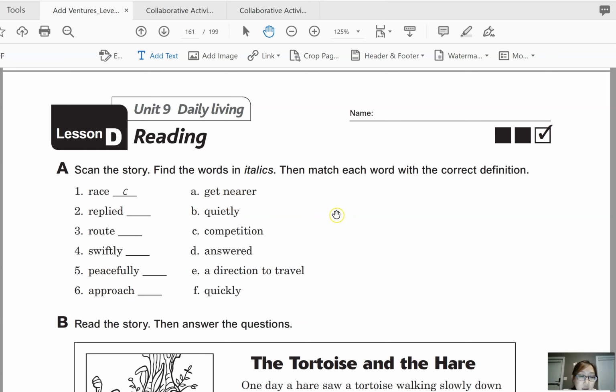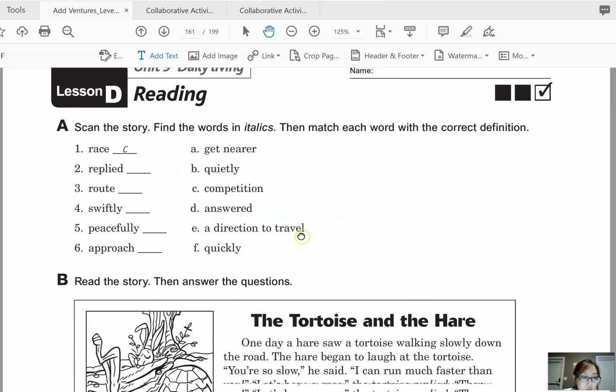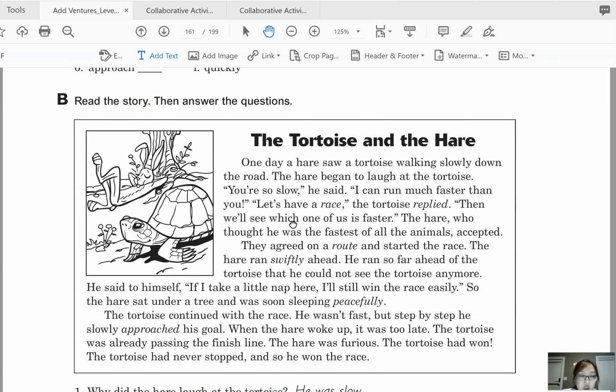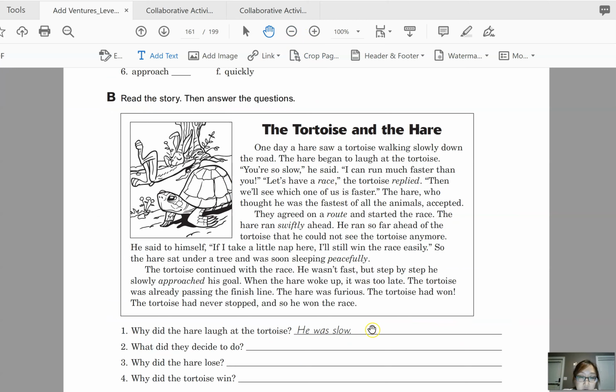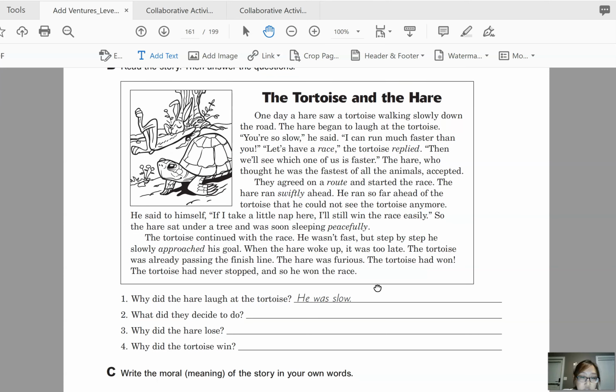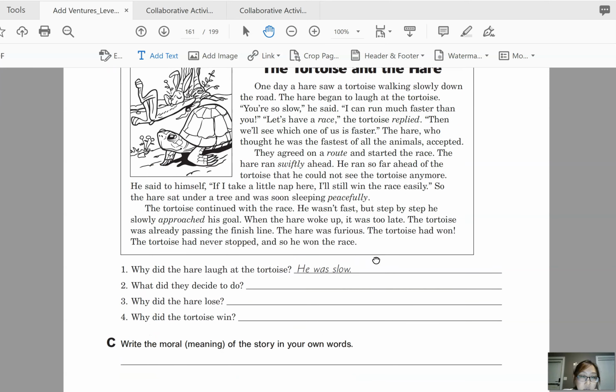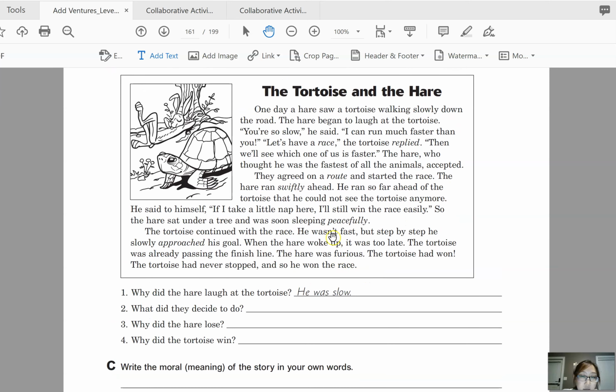Okay, so now we are going to look at the story, and you should be very familiar with the story. So I'm going to make it a little bit smaller so you can see the story and the questions. So the title is The Tortoise and the Hare. The Tortoise and the Hare. And just by looking at the picture, I'm sure you already know this story, this fable. It's a very famous one.